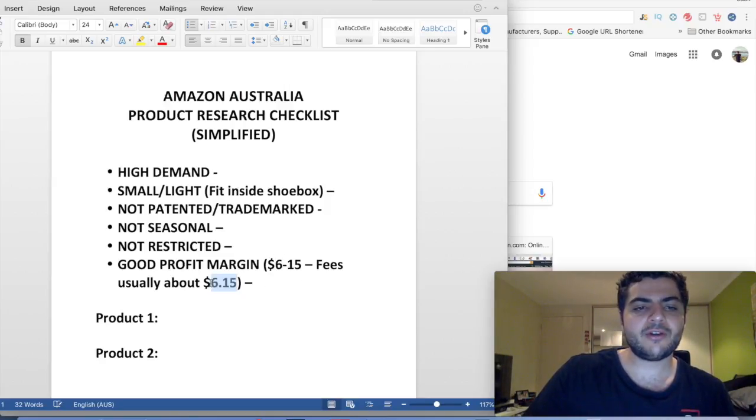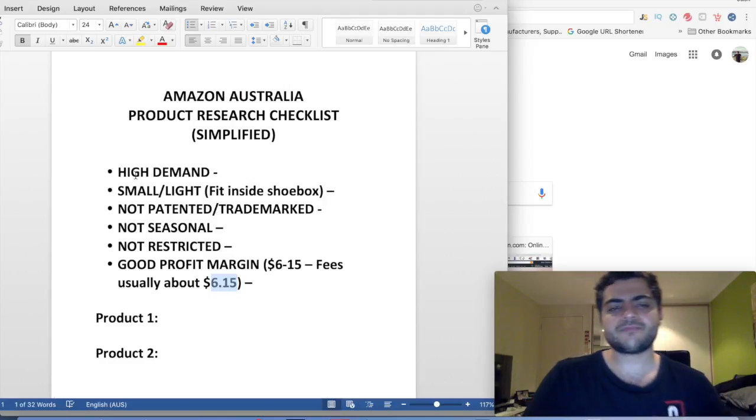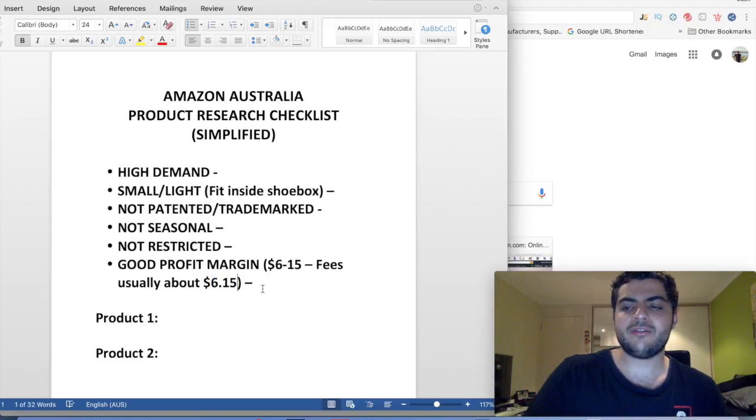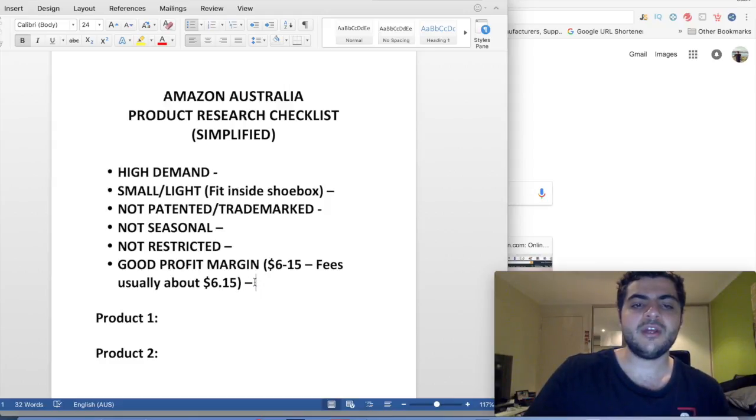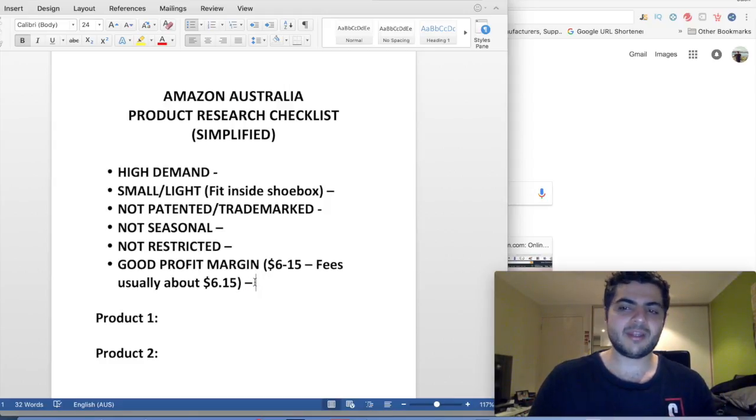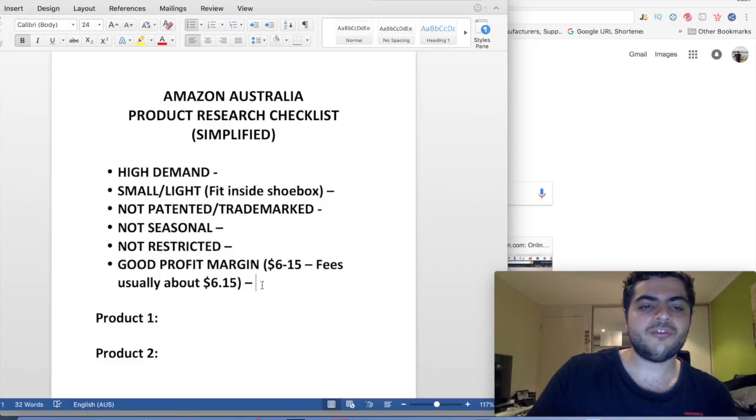And the fees: for anything that's small and light, the seller fees, so basically what Amazon charges you per unit, are usually around $6.15 from my experience with anything that I've sold. There has been one product that's probably a little bit bigger than a shoebox, but most of mine have been small and light products.